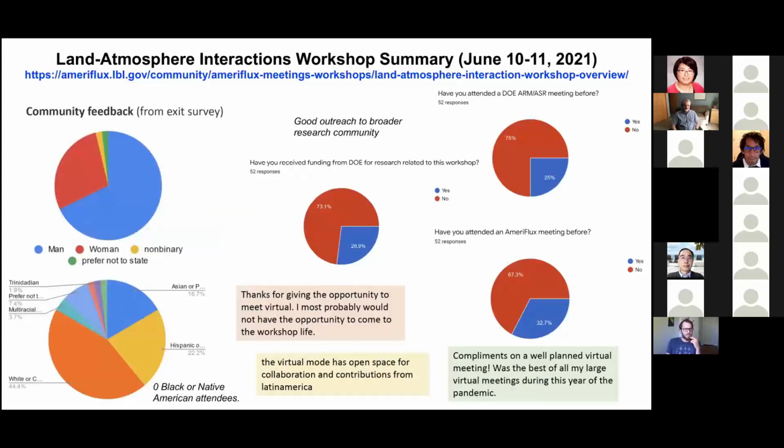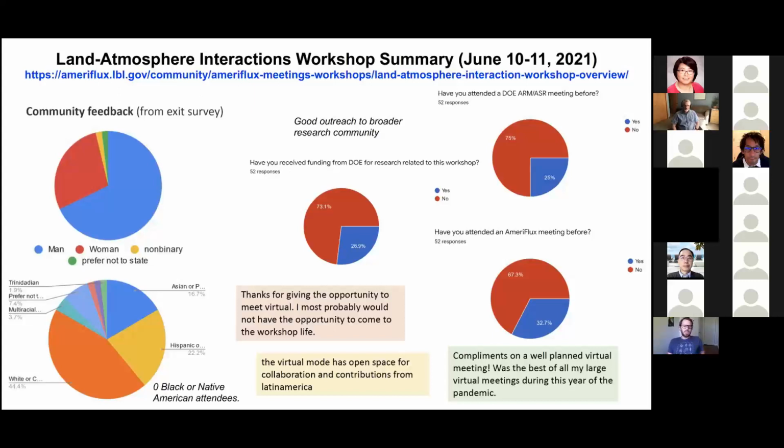So in terms of diversity, we had a quite diverse organizing committee. The invited talks were well distributed, but the feedback from the exit survey showed there was still a predominantly male participation. Through the virtual format, we were really happy that we had a lot of Hispanic participants. A lot of people from South America were able to attend, but also there were no Black or Native American attendees. So this is something perhaps we need to work on in the outreach.